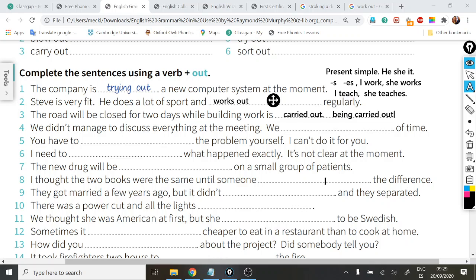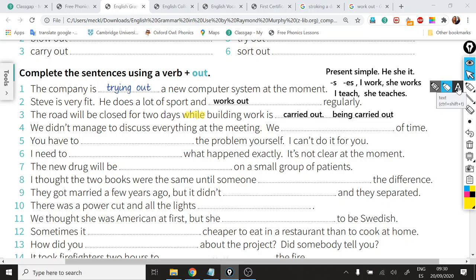In this example, because of while, personally, I would say is being carried out. It sounds better because, let me show you, this while is more of a present continuous thing, like it's happening now, right now. So being carried out sounds better, but you could also say work is carried out, like in general. Yeah.